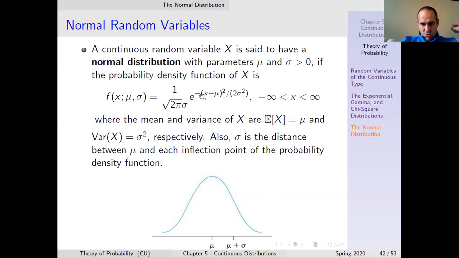It's pretty clear that this graph of the density is symmetric about the mean. X is measured in terms of its difference with the mean, and you square that and divide by 2 sigma squared. So X being some distance to the right of the mean will give the same function value as X being some distance to the left of the mean. So this thing is symmetric about the mean. That is the so-called bell-shaped curve.